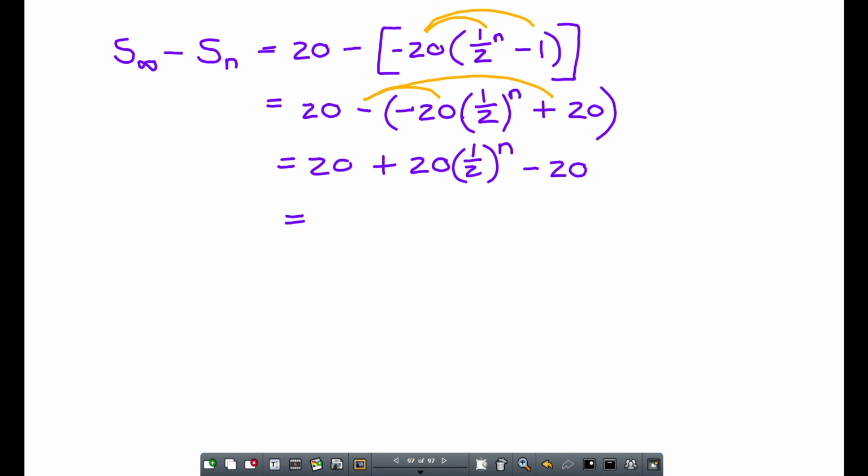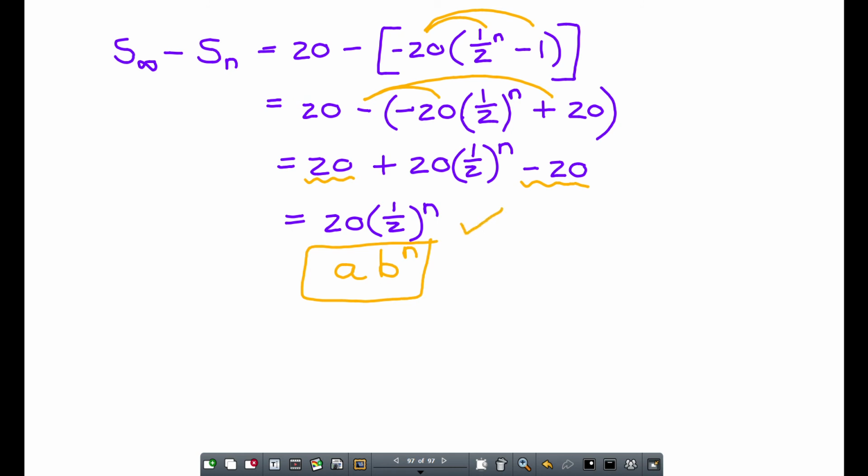So then I want you to see that these two 20s are going to cancel each other out. So al wat dan daar oorbly is 20 maal met half tot die mag n. En dit is mos nou eintlik in die vorm a maal b tot die mag n. Nee, so dit is hoe ons hom wou gehad het. So that's where we end.